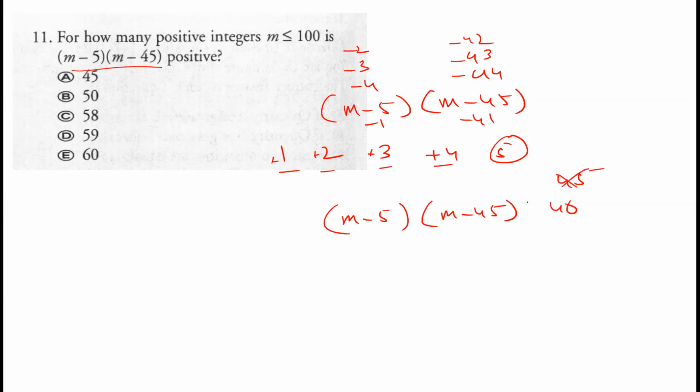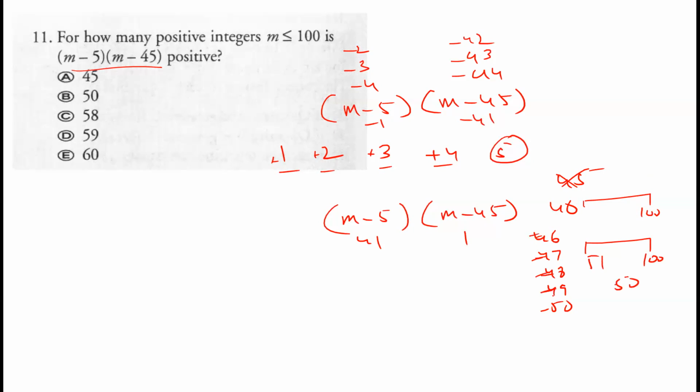If we have 46, then 46 minus 45 is 1 and 46 minus 5 is 41, so this will also give you a positive number. Now, how many numbers are there from 46 to 100? 46, 47, 48, 49, 50, so 1, 2, 3, 4, 5. And from 51 to 100, we have 50 numbers. So the total number of values that will give you a positive integer if we multiply m minus 5 and m minus 45 equals 59.